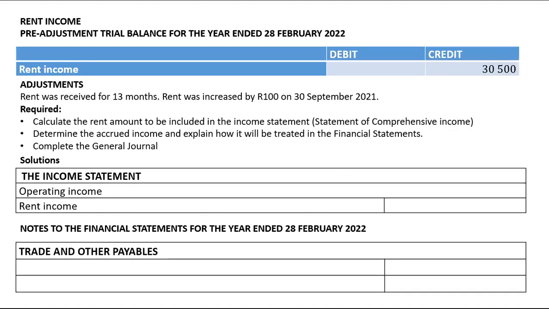In our statement of profit or loss, i.e. the income statement, we are going to take that 30,500 minus what was received but not earned. That will be 2,400. It will give you what has been earned, which is 28,100. And in the trade and other payables, we put the actual amount that was received but for which we have not yet performed a service. And that will be 2,400. Clear?